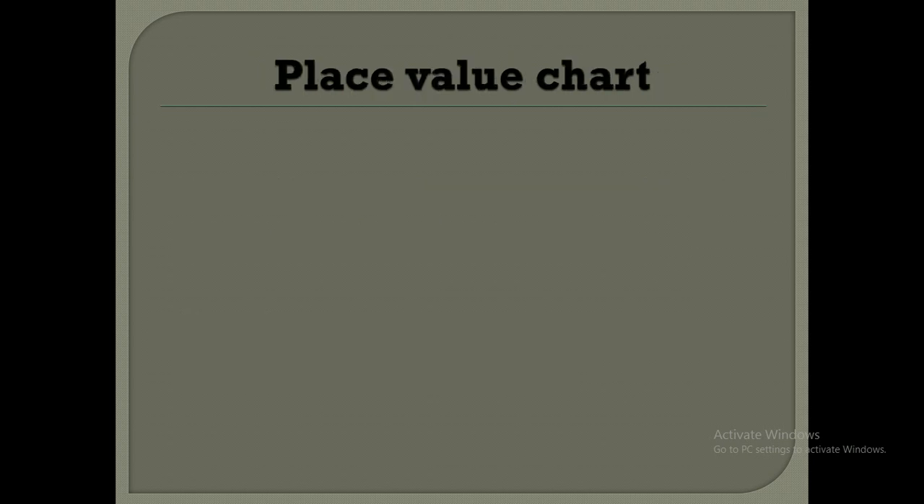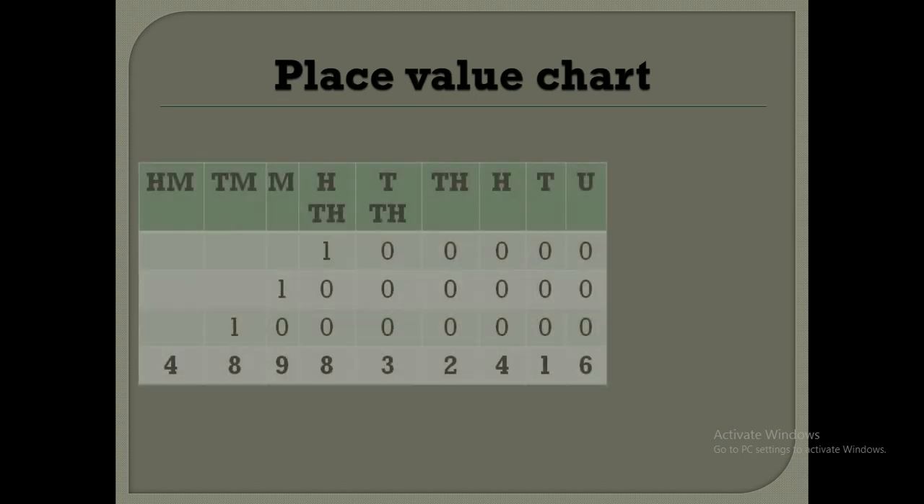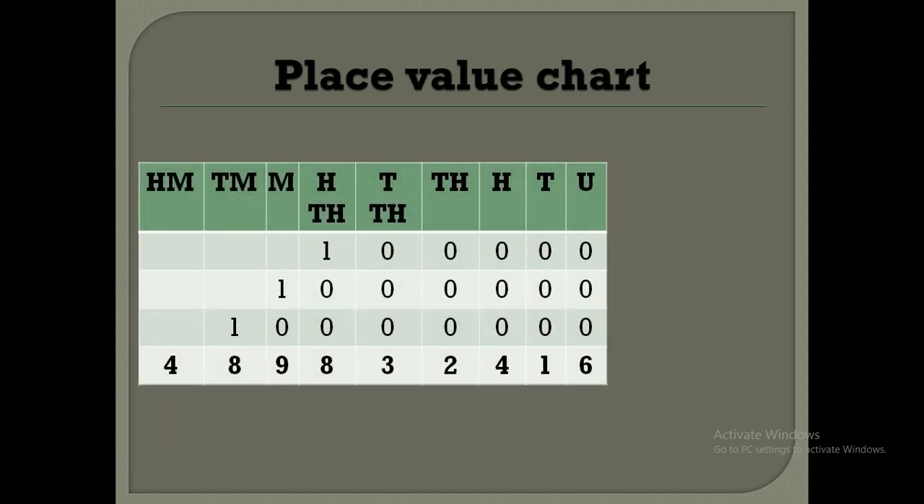Students, I'm showing you the place value chart. We have already learned to identify the place value of numbers up to 6 digits, students. Now we are going to work with numbers up to 9 digits, that is 100 millions. So let's consider the following chart, students.